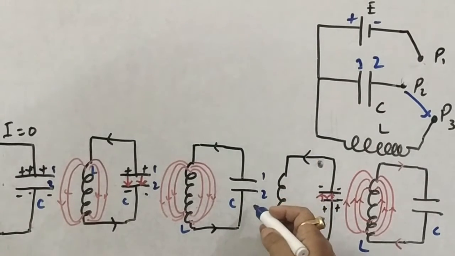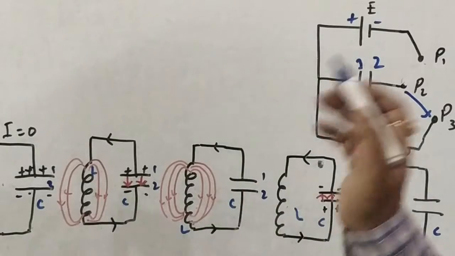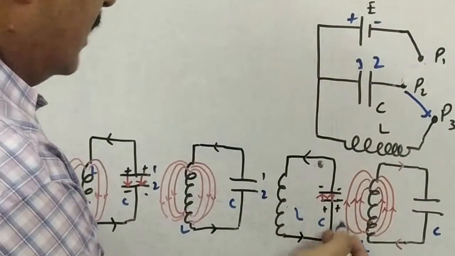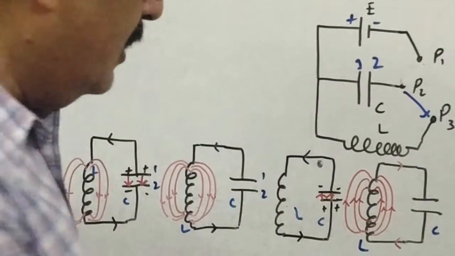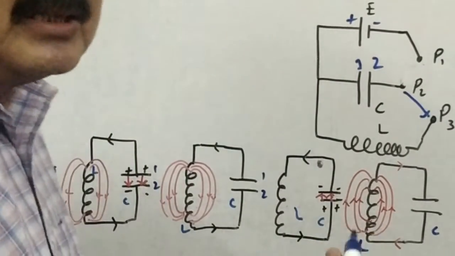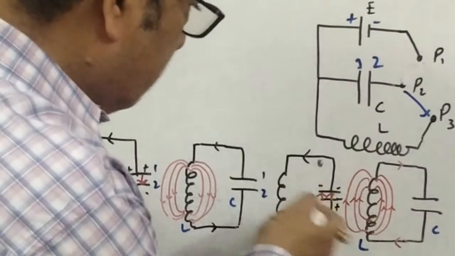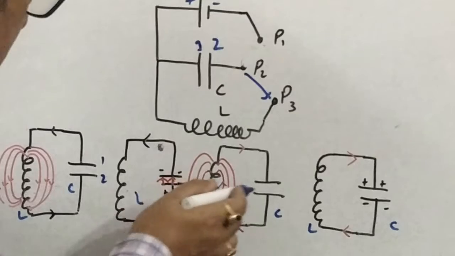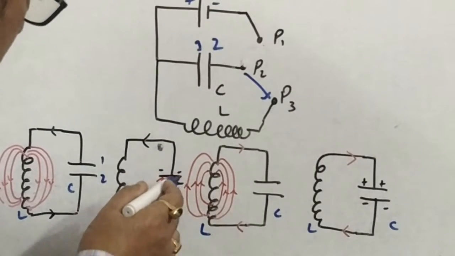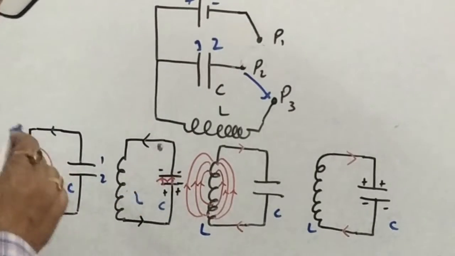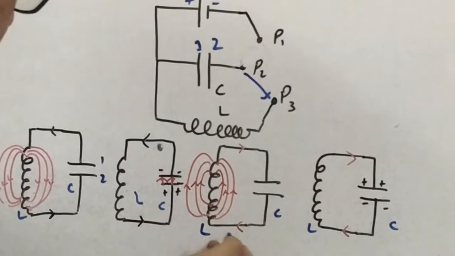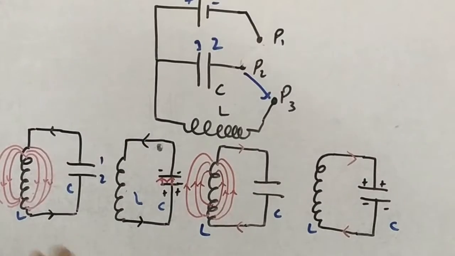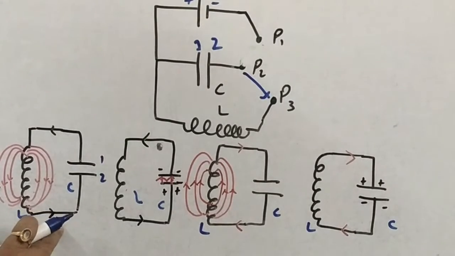Now this second plate will become positive and the first plate negative. You can just observe now your second plate becomes positively charged and the first plate will become negative. Okay, by induction. After that, what will happen? Now again this will discharge, and when discharge takes place, you can see the direction of current is like this.